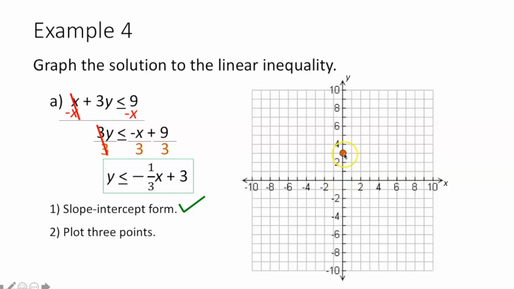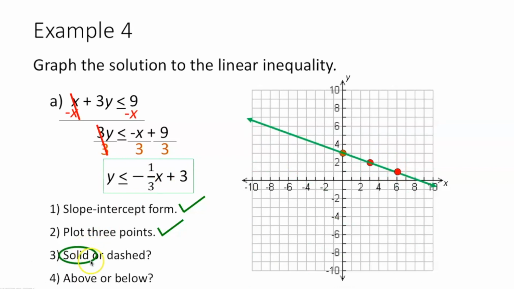We put a closed circle because, again, there's an equal sign here, meaning that when we decide whether we have a solid or dashed line, it's going to be a solid line. From here, we are going to use our slope to get the rest of the line. So since it's -1/3, that means we go down 1, right 3, put a point. Down 1, right 3, put a point. Then we decide, are we going to have a solid or a dashed line? Because there's an equal sign here, and we used closed points, we're going to use a solid line.